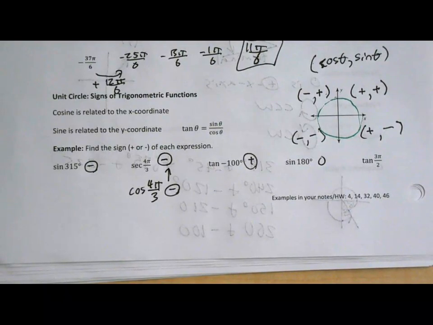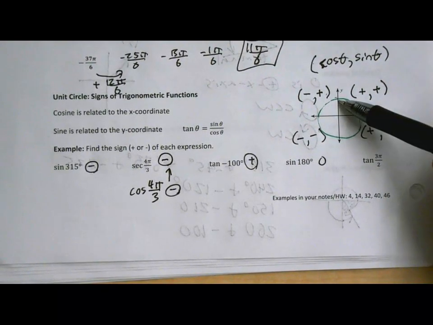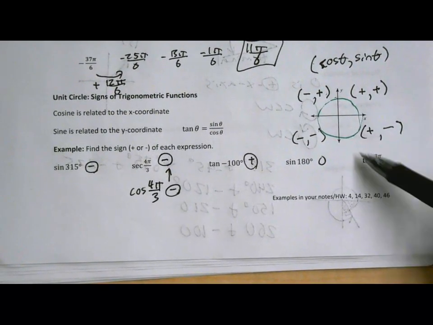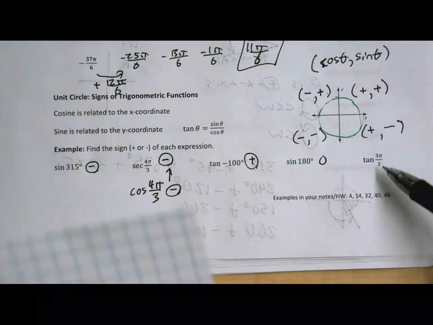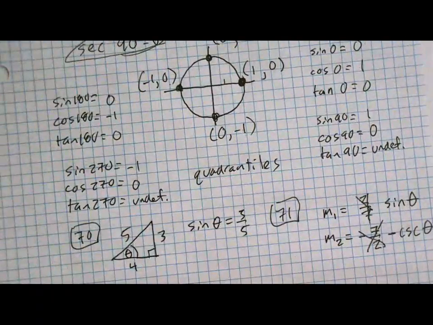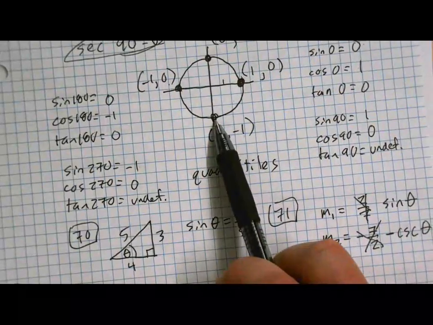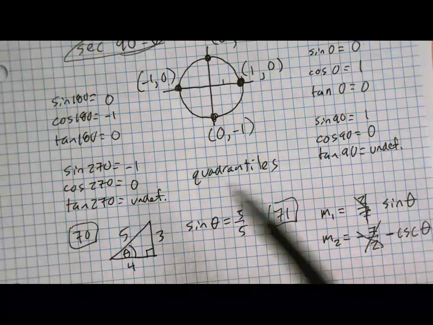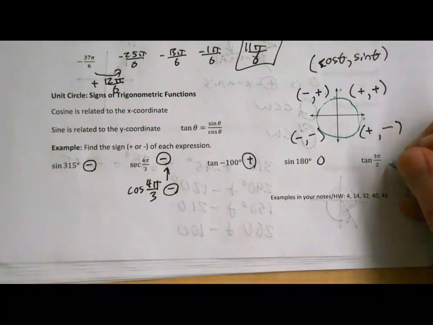How about the tangent of 3 pi over 2? 3 pi over 2 would be what? Pi over 2 is 90. So 90, 90, 90, because there's 3 of them, would be down here. So it's a quadrantal also. So we think about the coordinate (0, -1), and do the y over the x, or the sine over the cosine. We're going to get undefined for that one.